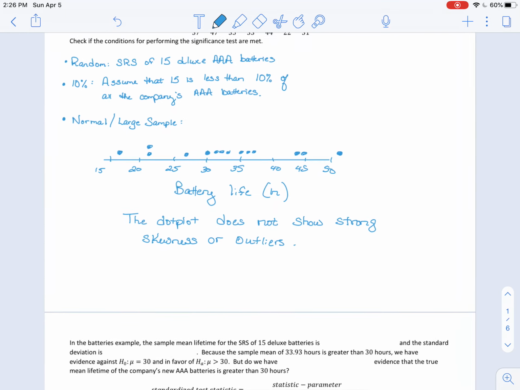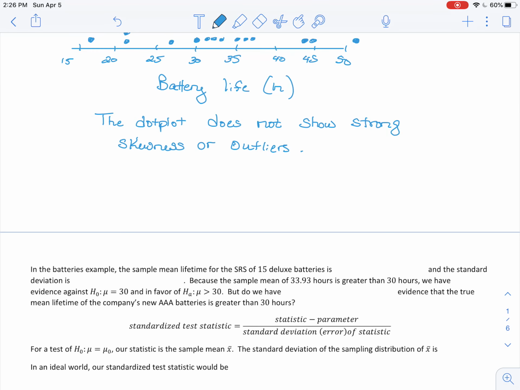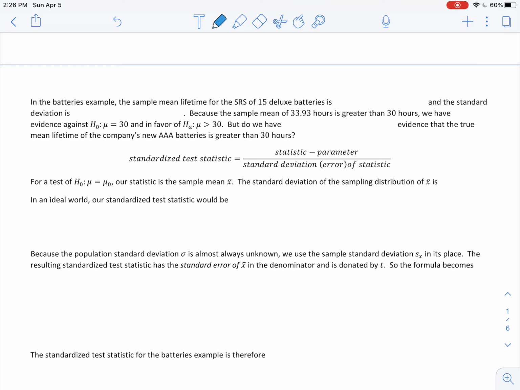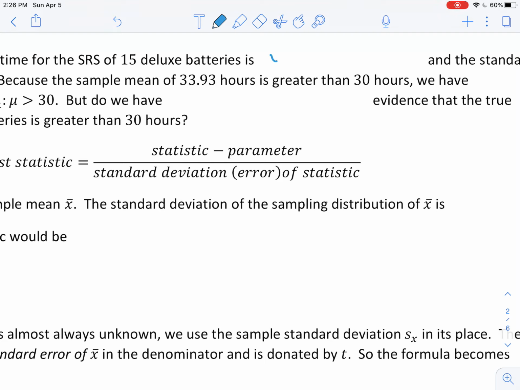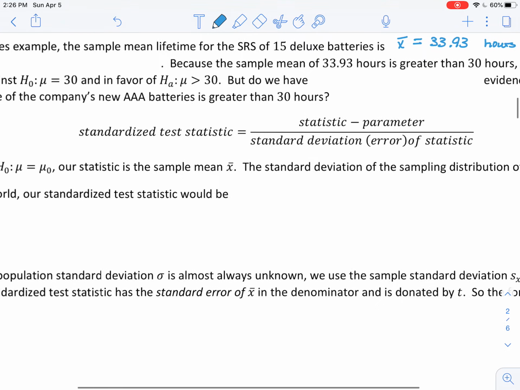So check, we met all three conditions. You would be able to go ahead and continue on with creating a hypothesis test for that. So that's what we're gonna do. So in this, if I put those 15 numbers in my calculator, we could find the sample mean lifetime. So as a reminder, your symbol for sample mean is X bar. When I put that in my calculator, I got 33.93 hours.